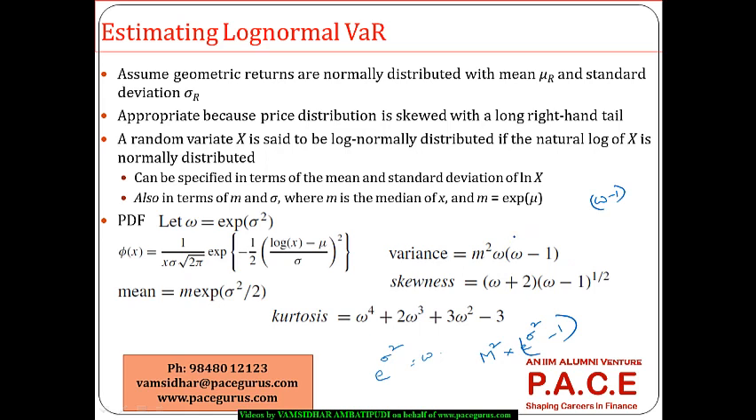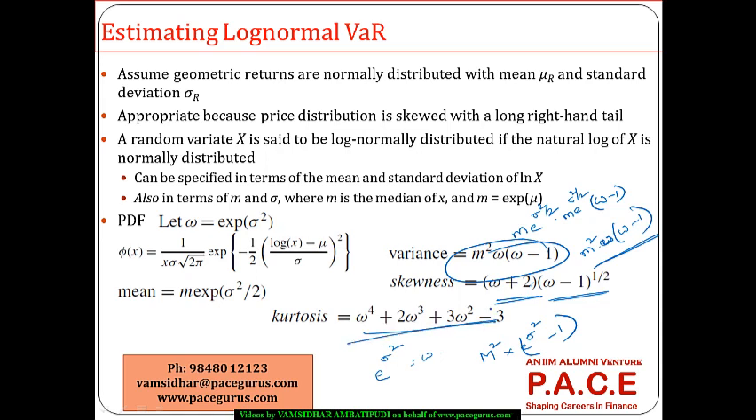Mean squared, mean I have already defined as the median times e to the power of sigma squared by 2. This is mean. Mean squared. So this I can very well take as again mean into e to the power of sigma squared by 2. So it becomes median squared times e to the power of sigma squared by 2, which is omega times omega minus 1. So this is one more way of defining the variance in terms of the median. And similarly, we will get the skewness, omega plus 2 times omega minus 1 to the power half. So here, omega is nothing but e to the power of sigma squared.